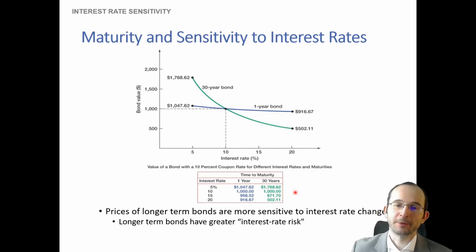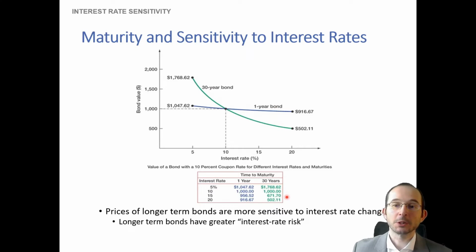And this becomes even more pronounced if interest rates rise to 20%. The 1-year bond falls in value a bit more, to 916. So I guess the cumulative decrease in value is about $84. But the 30-year bond literally has lost almost half its value. It's fallen by about $498 if you take those 30 years of $100 coupons plus the repayment of principal in year 30, discounted back to year 0 at 20%. That present value is now drastically lower.